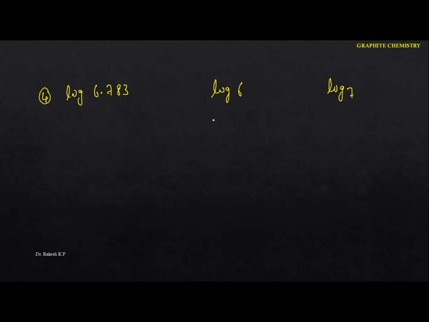Okay, so we know the value of log 6. The log 6 value is 0.78. The log 7 value is 0.85. Okay, if I take the middle of this, what is the middle of these values?